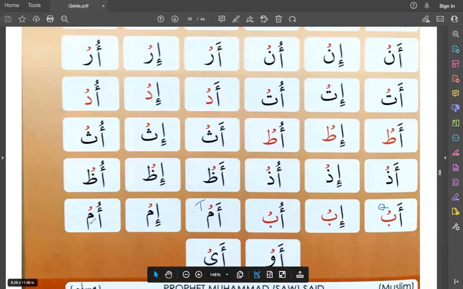Circle your lips for dhamma. For every dhamma, make sure you circle your lips. As soon as you touch meem with sukoon, your lips should be in a natural, normal position.